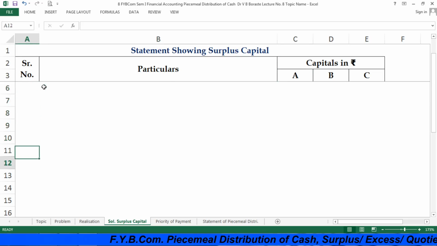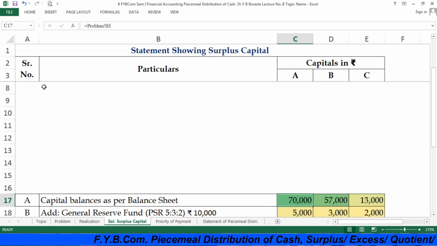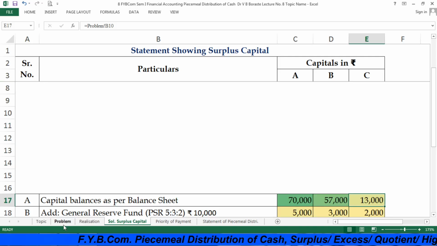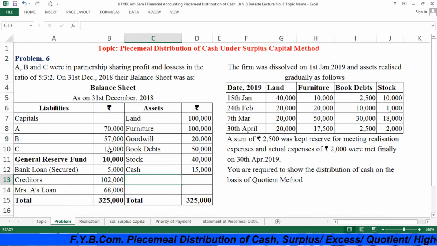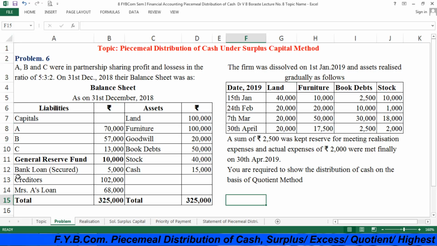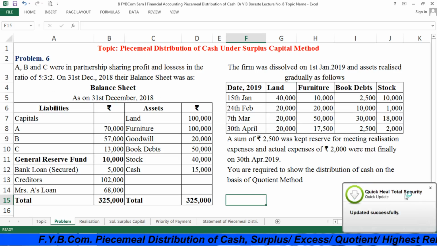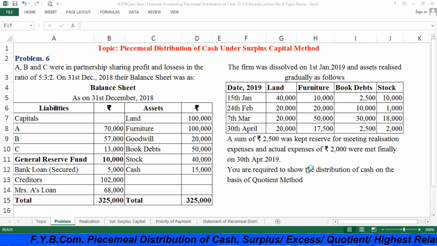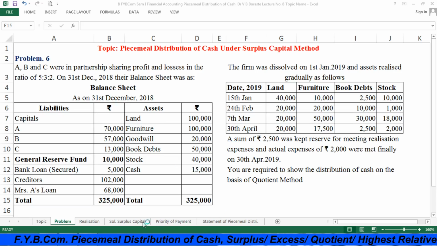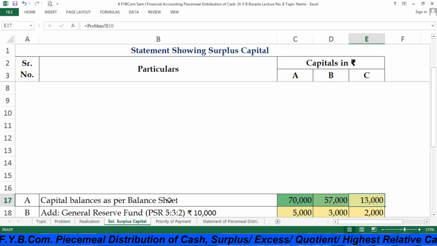Now start with the balances as per balance sheet. So the capital balances as per balance sheet were 70,000, 57,000 and 13,000, which are given over here, that is 70, 57 and 13. For this purpose you can take a screenshot of this problem, or you may write it down in your notebook, so it will help you to solve this example. Okay, the next step is we have to add the capital.